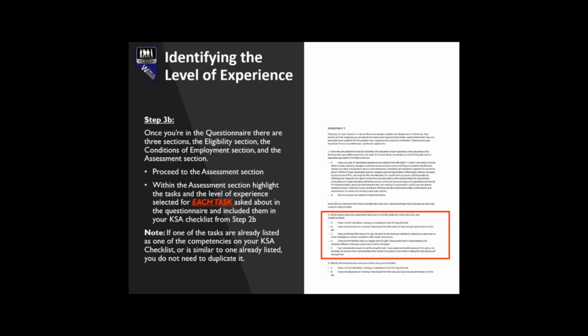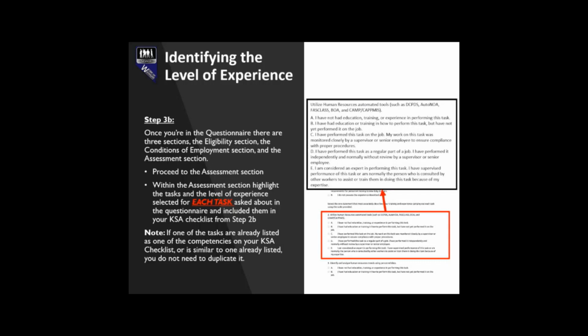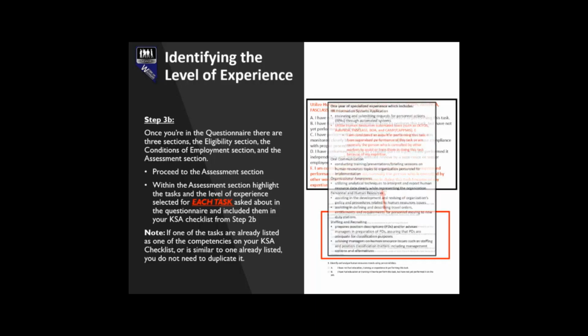So once you're in the questionnaire, there are 3 sections: the eligibility section, the conditions of employment section, and the assessment section. You're going to proceed to the assessment section. Within the assessment section, you're going to highlight each task and you're going to answer the question for each and every single task. Once you highlight that specific task and what level of experience you have for that specific task, you're going to have to put it on your checklist and annotate what level of experience you need to communicate to the employer in completing that specific task.